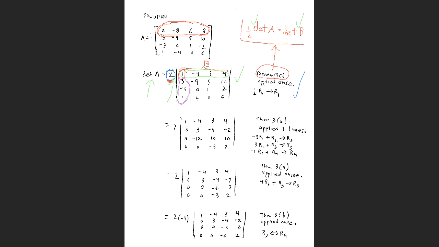So I'm going to do, I'm going to say it the right way, I want to do 3 row replacements. I want to take -3 times row 1 and add it to row 2. I want to take 3 times row 1 and add it to row 3. And I want to take -1 times row 1 and add it to row 4. So essentially, I am applying theorem 3 part A, and I did it 3 times.